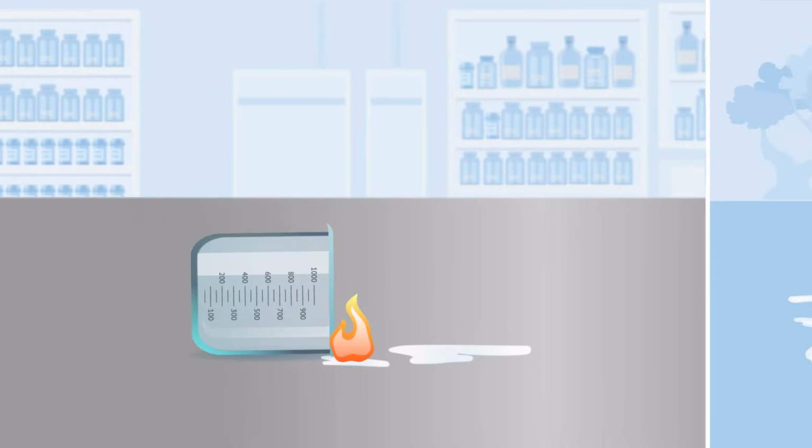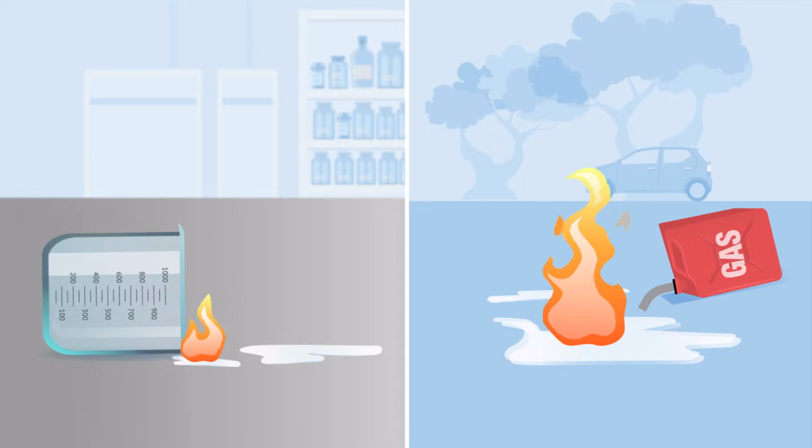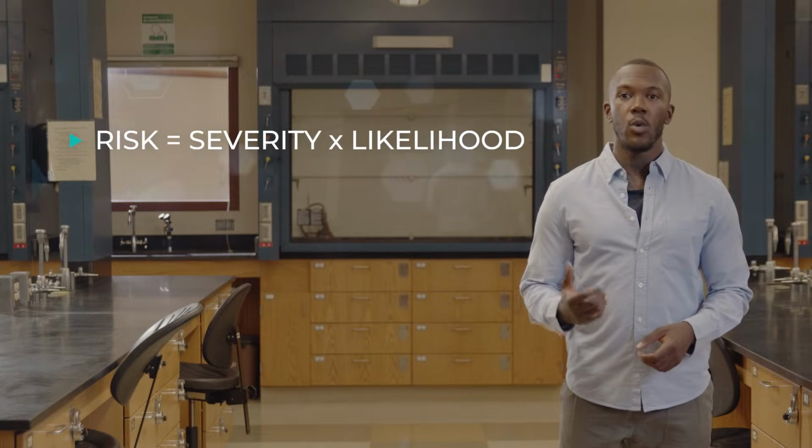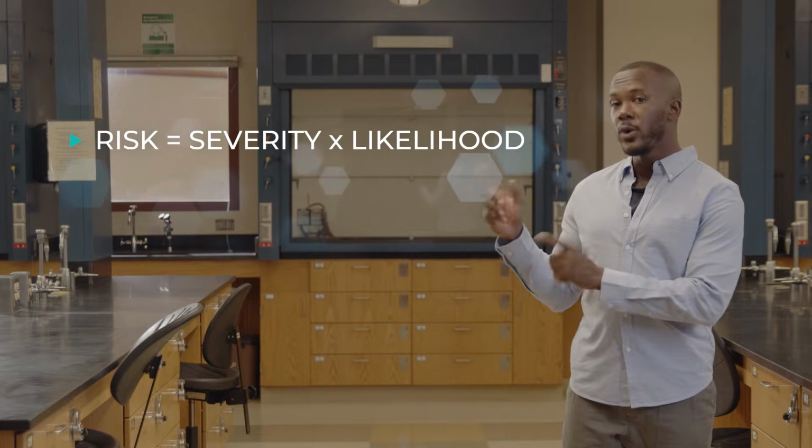Because we'll be talking about hazard and risk, we should quickly look at the difference between the two. A hazard is a source of potential harm. For chemicals, hazards are intrinsic, and the amount of a chemical doesn't change the hazard. One drop of gasoline is just as flammable as one gallon of gasoline. Risk is a product of the severity of hazard and the likelihood of occurrence. We'll refer to this equation as the risk equation.